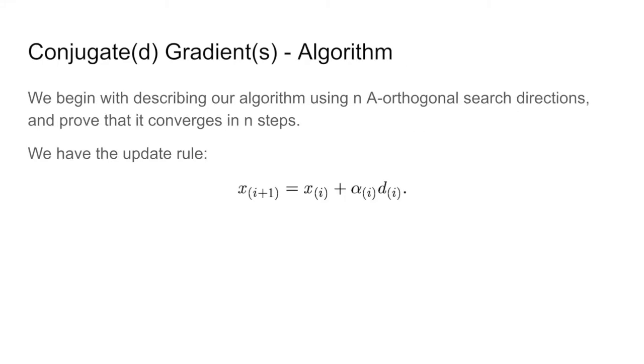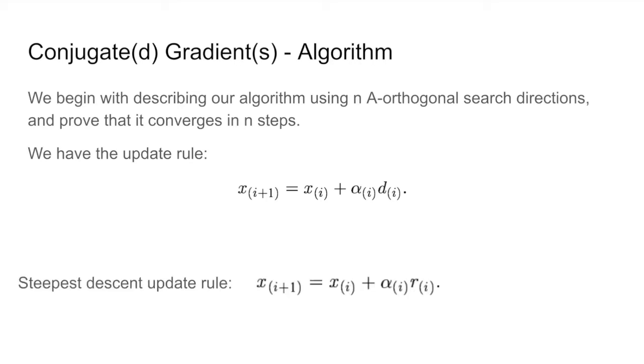We begin with describing our algorithm. Let's first assume that we have these d_i's, describe an algorithm using them, and show that it converges in n steps. We first begin with this update rule, where we update x_i with a scaled search direction d_i. This is very similar to the method of steepest descent, except the search direction is d_i instead of the first derivative r_i.